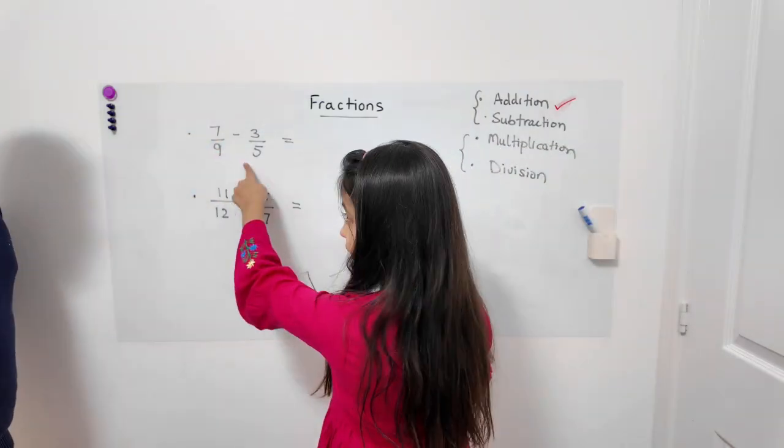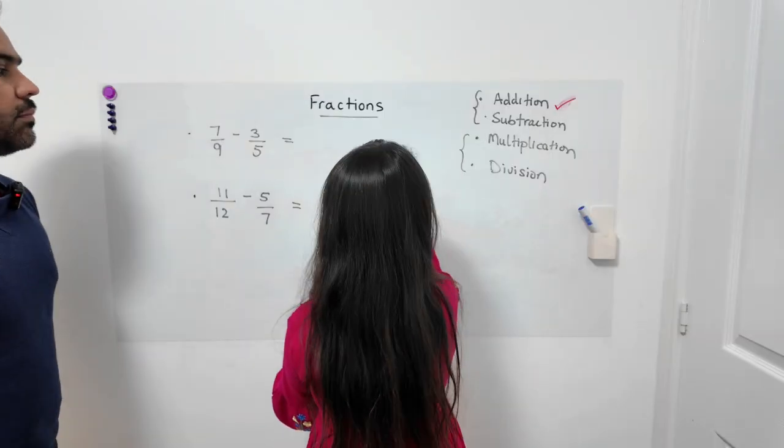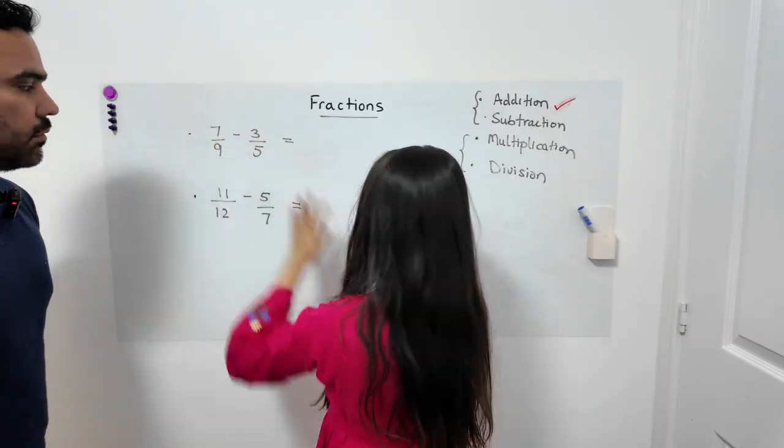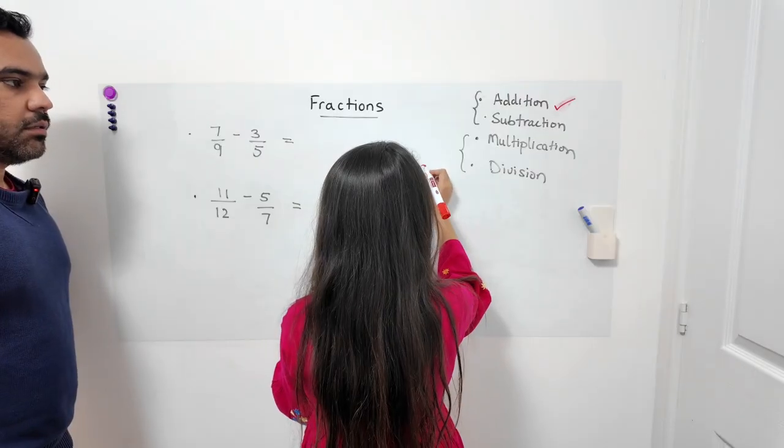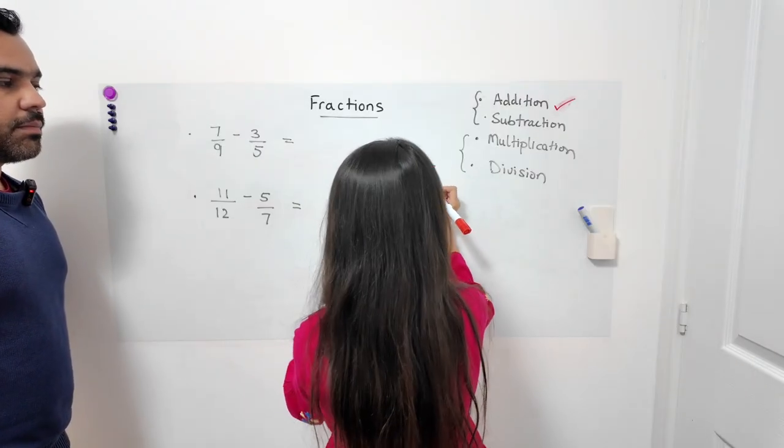For 9 and 5, the first common multiple will be 45. I have to multiply 9 by 5 to get 45, and 7 by 5, so it will become 35. Subtract 27.